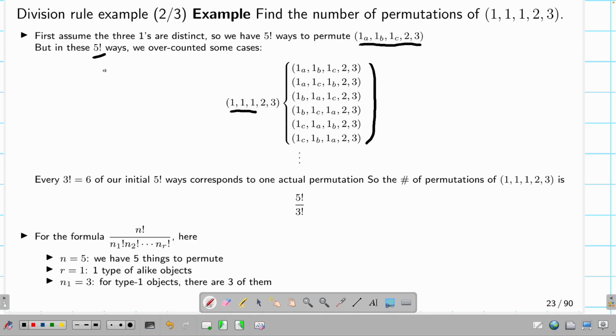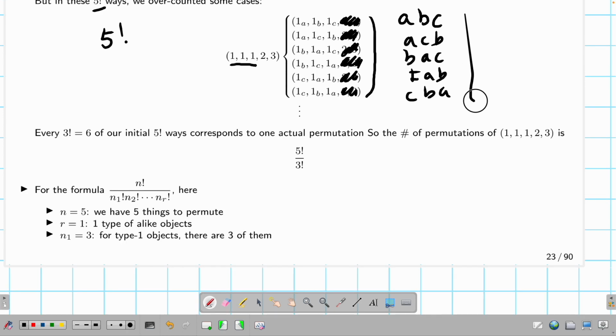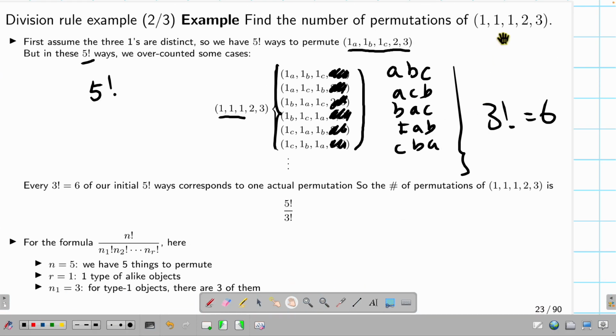So that means in this 5 factorial, you have double counted all this amount. So what is this amount? If you cover up the 2, 3, this is basically the permutations of ABC: ABC, ACB, BAC, BCA, CAB, and CBA. So what is this? This is 3 factorial. Therefore, you have double counted 3 factorial, which is 6, right? There are 6 cases. So how many permutations are there for 1, 1, 1, 2, 3? In the end, it will be 5 factorial divided by 3 factorial, which is 120 divided by 6. That means you have only 20 of them. Okay?